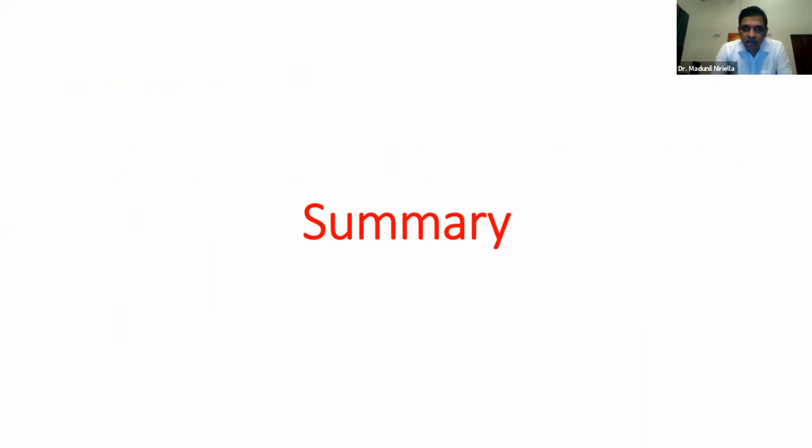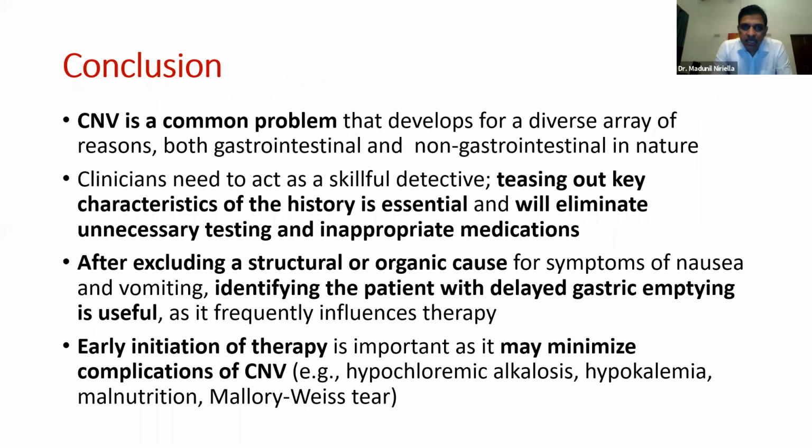So, ladies and gentlemen, in summary, chronic nausea and vomiting is a common problem that develops for a diverse array of reasons, both GI and non-GI. Clinicians need to act as skillful detectives. Teasing out key characteristics of the history is very essential and will eliminate unnecessary testing and inappropriate medications. After excluding structural and organic causes for the symptoms of nausea and vomiting, identifying patients with delayed gastric emptying is useful, and it frequently influences the therapy.